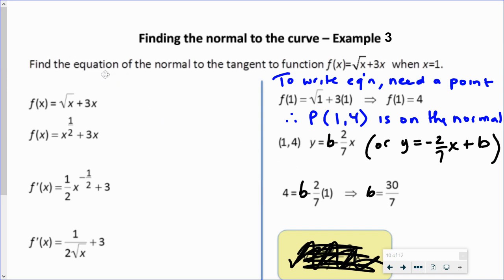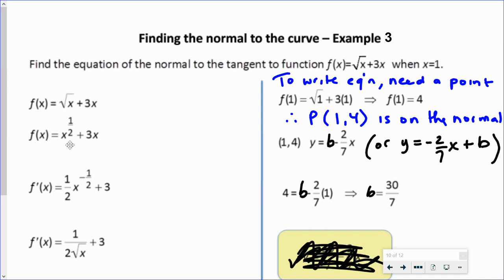So for example, if I want to find the equation of the normal to the function f of x equals root x plus 3x when x equals 1, I'm going to start by finding the slope of the normal. And to do that, I need to find the slope of the tangent. So I'm going to rewrite my function in exponential form from radical form.